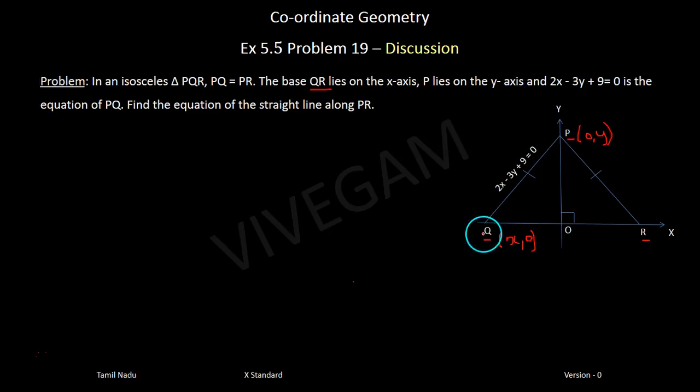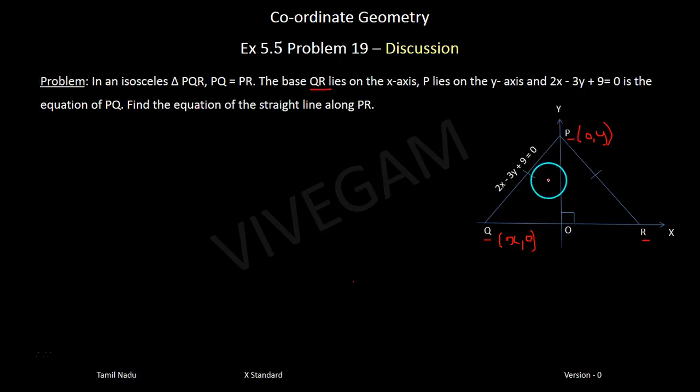Similarly, Q is also on the x-axis and on the line, so you substitute and the equation will be true, right? So 2x minus 3 into y, where y is 0, so 3 into 0 is 0. 2x plus 9 will be equal to 0. 2x will be minus 9 and x will be equal to minus 4.5. So this point will be minus 4.5 comma 0.